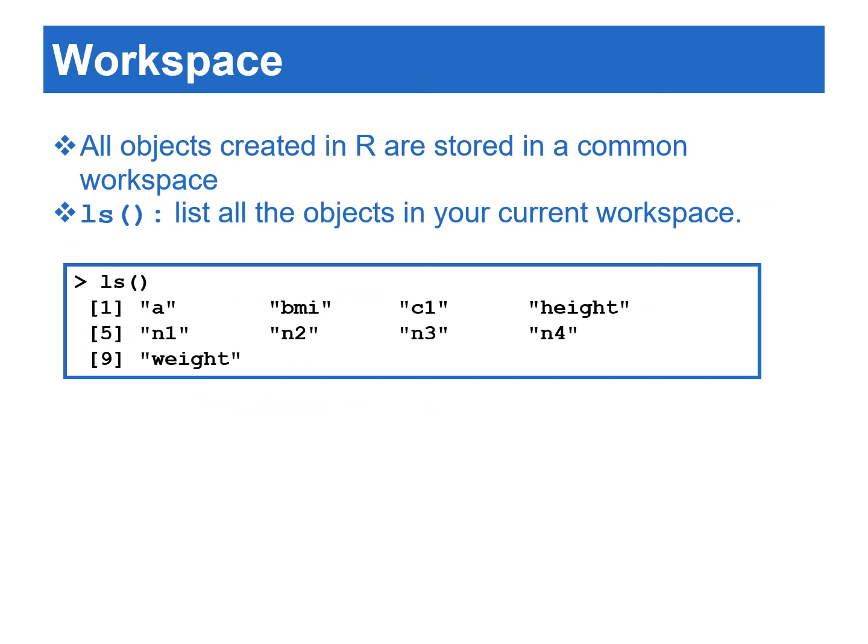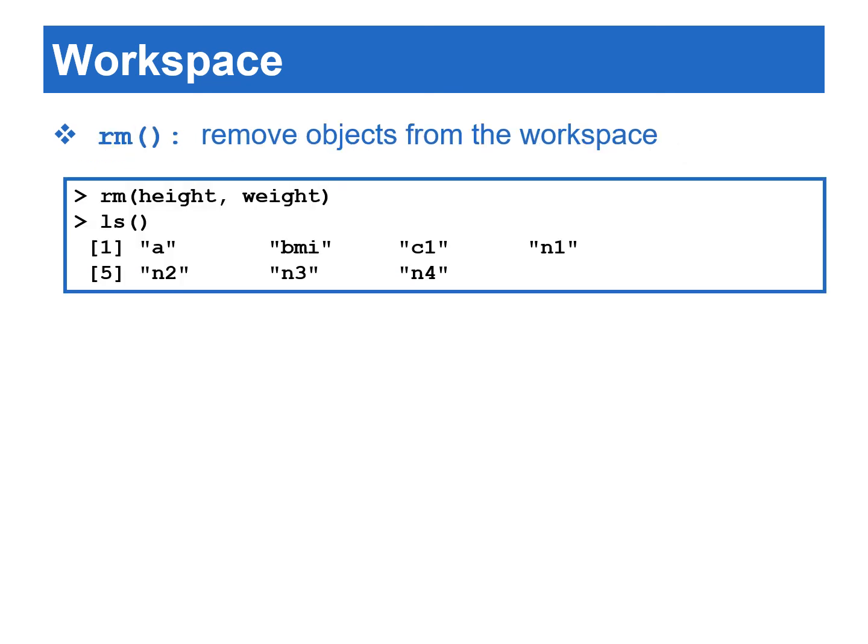Another concept that is related to our R session is the workspace. The workspace is our current working environment that contains all the objects that we have created. The ls function can be used to list all the objects. For example, here are the objects that we have created. We can remove or delete one or more objects by using the rm function. This example removes height and weight vectors from the workspace.